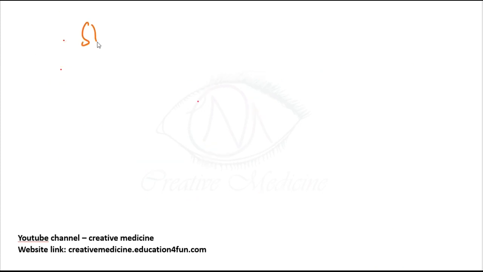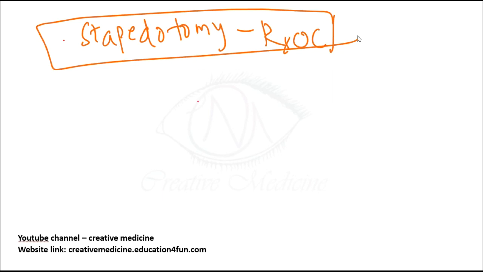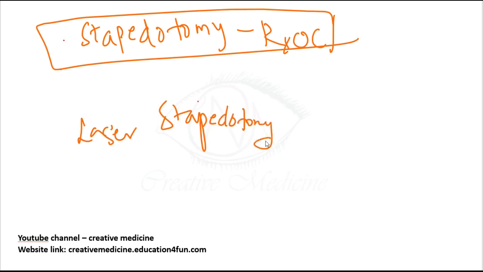Then we can do stapedotomy. What is the surgery done? Stapedotomy is the treatment of choice for otosclerosis. Previously, stapedectomy with prosthetic replacement was done; that was the earlier treatment of choice. But later it was not continued because it resulted in increased sensorineural hearing loss and increased perilymph leak. As a result, nowadays the best surgery and treatment of choice is stapedotomy. Other surgeries like laser stapedotomy can also be done, and stapes modifications are also being done.